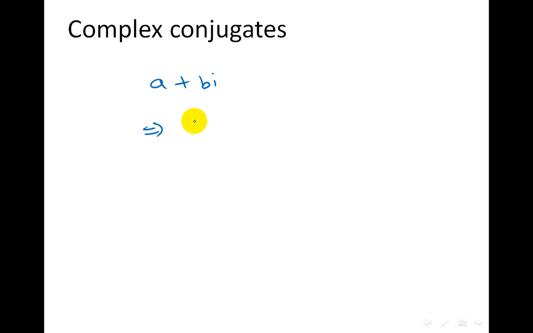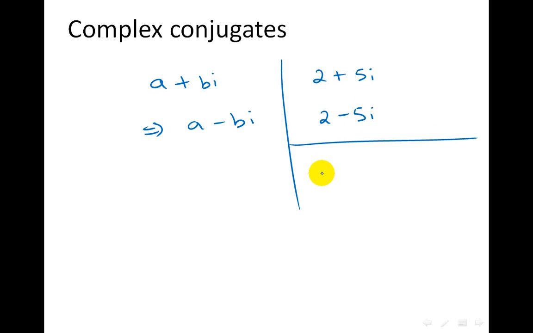be a minus bi. That means here the real part will be as it is, but the imaginary part's sign is going to be the opposite. That means if it is plus, change it to minus. Let's say, for example, you have 2 plus 5i, so the conjugate will be 2 minus 5i. Another example, let's say you have 4 minus 3i, so the conjugate is going to be 4 plus 3i.